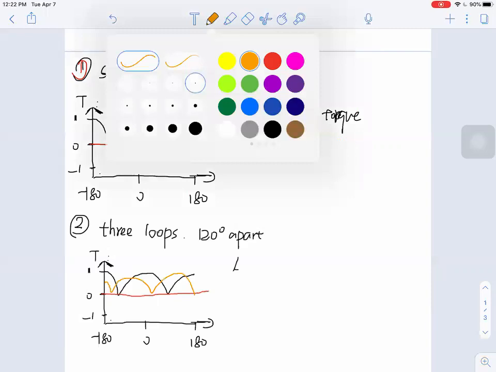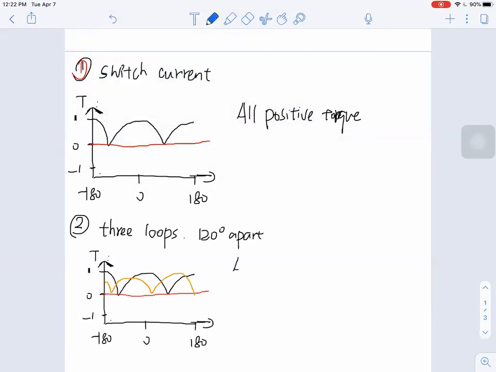And we have another loop with a different color that may look like this. This is not very accurate, but that kind of gives you an idea. If you have more wire loops, you will generate various torques at different angles. Even if one loop generates 0 torque, you have another 2 loops that will give you some torque, either maximum torque or half the torque.